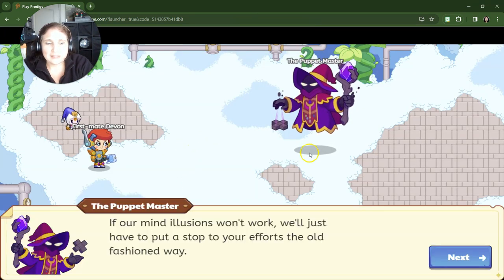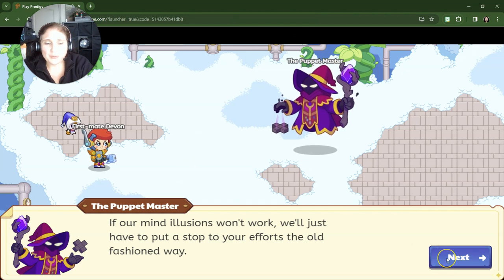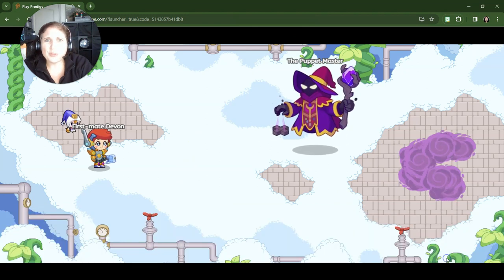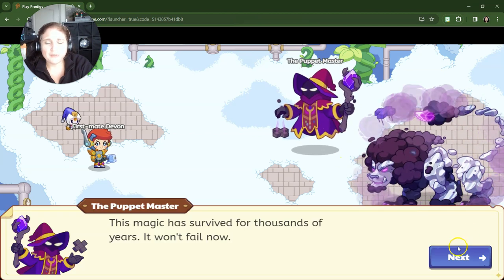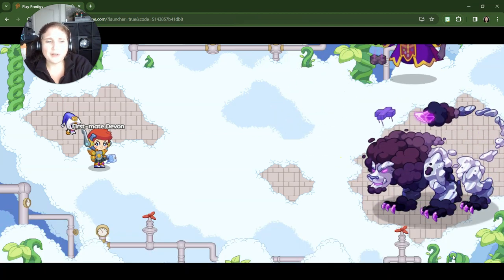If our mind illusions won't work, we'll just have to put a stop to your efforts the old-fashioned way. This magic has survived for thousands of years. It won't fail now.